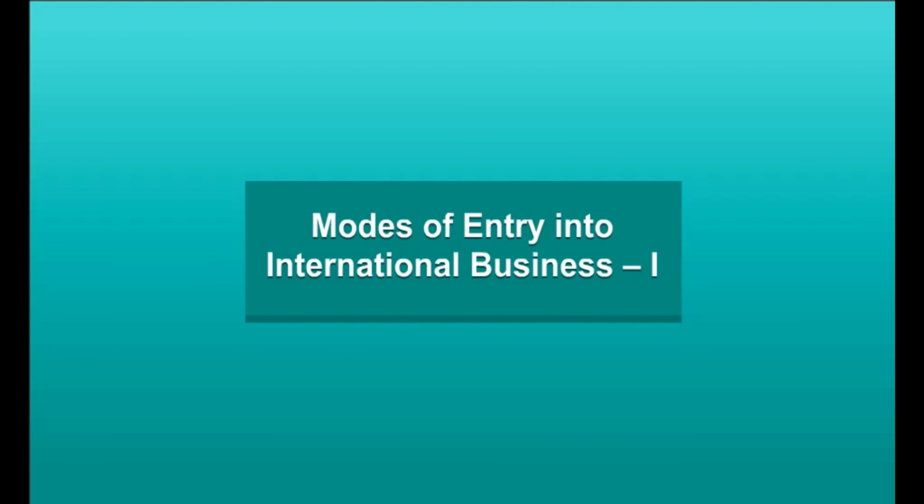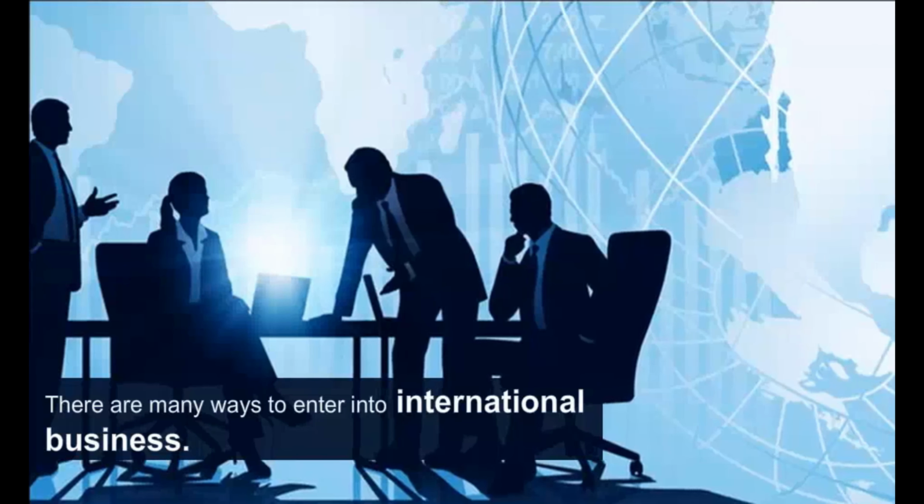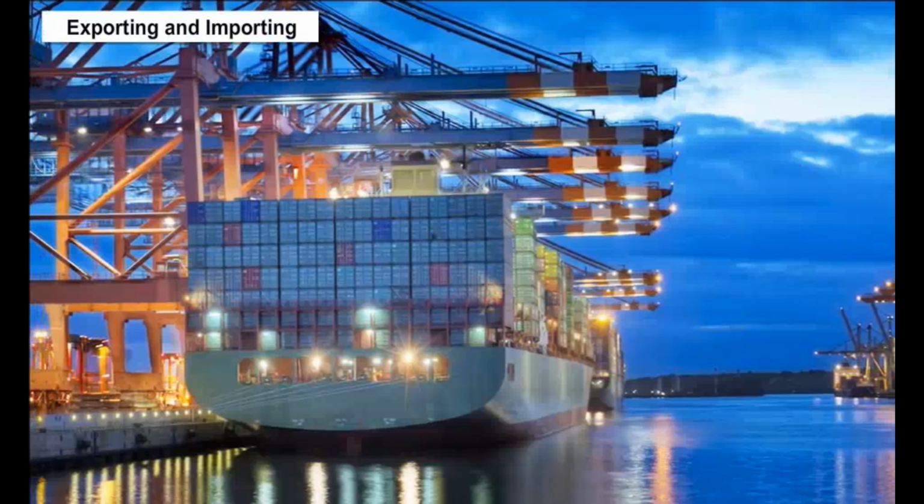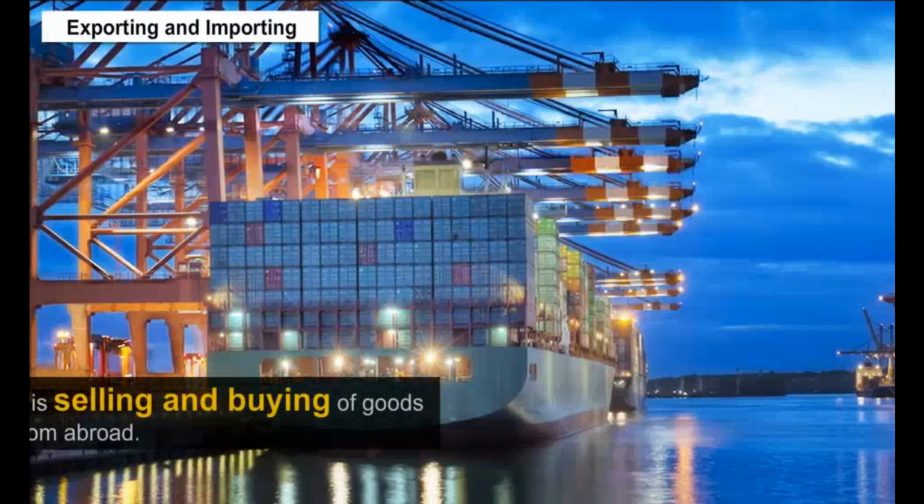Modes of entry into international business Part 1. There are many ways to enter into international business. They are as below. Exporting and importing. It is selling and buying of goods from abroad. It is done in two ways. Direct way. A company is directly involved in export and import activities. Indirect way. A middleman or entity is involved.